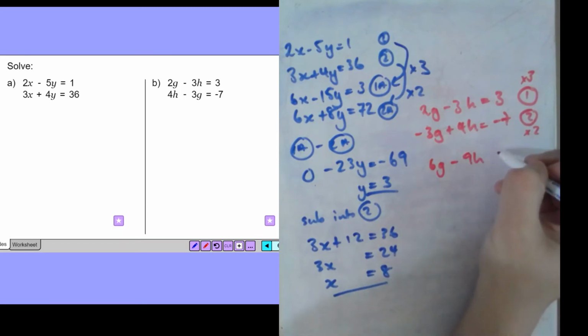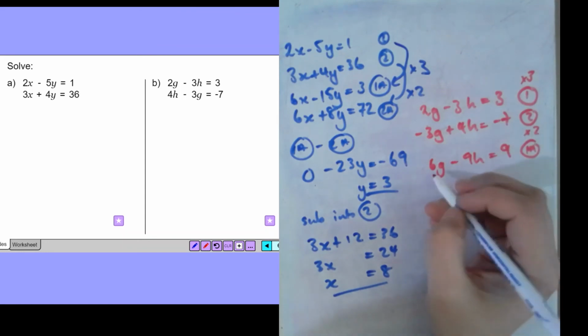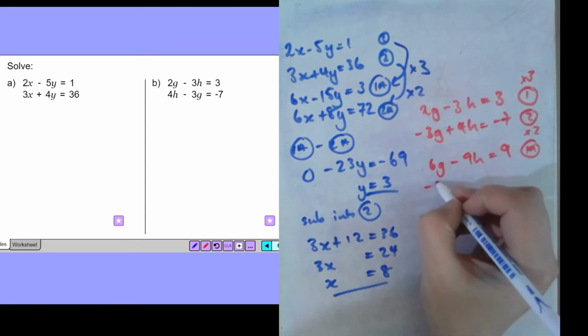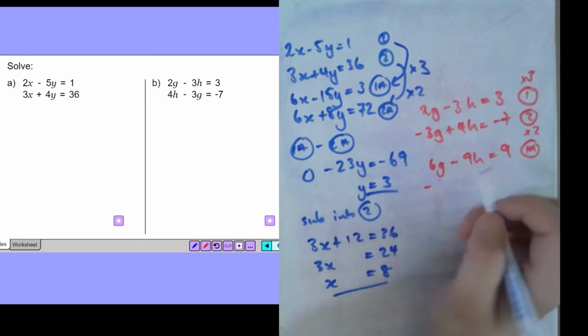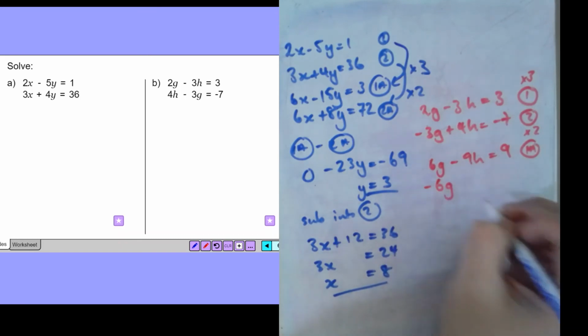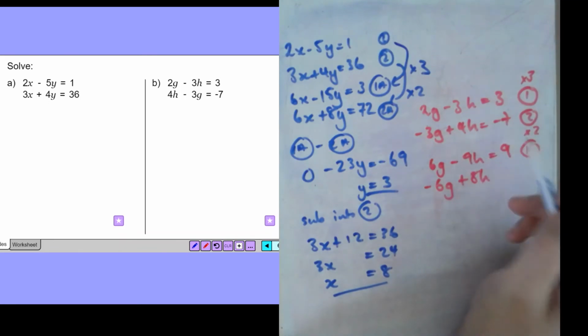9h. So 3 times 3 is 9, and then I've got 3 times 3 over there, which is 9. This is my 1a. And then for the second one, I am multiplying it by 2. So minus 3 times 2 is minus 6. Minus 6g. And then 4 times 2 is 8h. And then negative 7 times 2 would be negative 14.